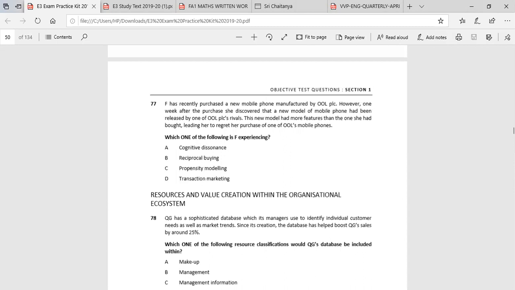Okay, A is cognitive dissonance. Reciprocal buying is not right. Propensity modeling, transaction marketing, these are not the answers. The first one, cognitive dissonance, is the answer.